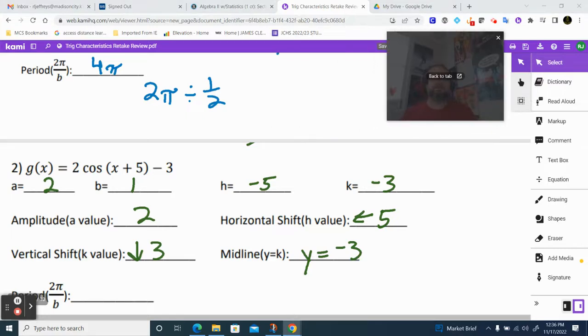We're not there yet. Somebody trying to be high speed and jump ahead.